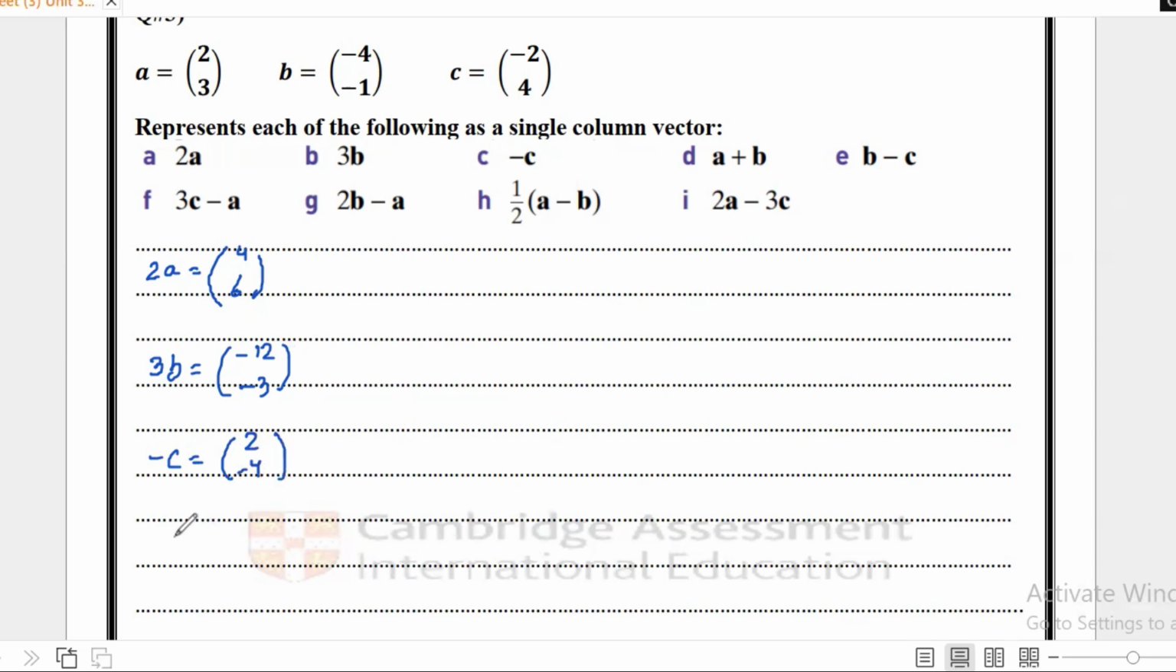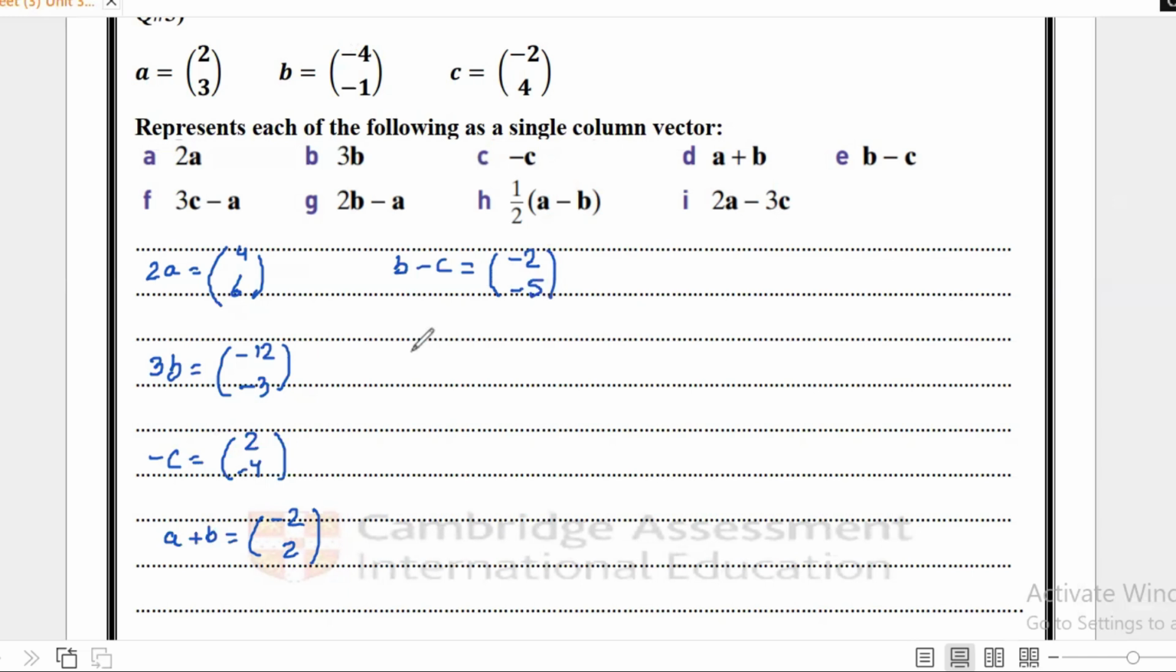Then we have A plus B. So we will add A and B. Once you add A and B, 2 minus 4 gives me minus 2, and 3 minus 1 gives me 2. So this is the answer of A plus B. And then we have B minus C. So B minus C means minus 4 and minus minus plus 2. So minus 4 plus 2 gives me minus 2, and minus 1 minus 4 gives me minus 5.